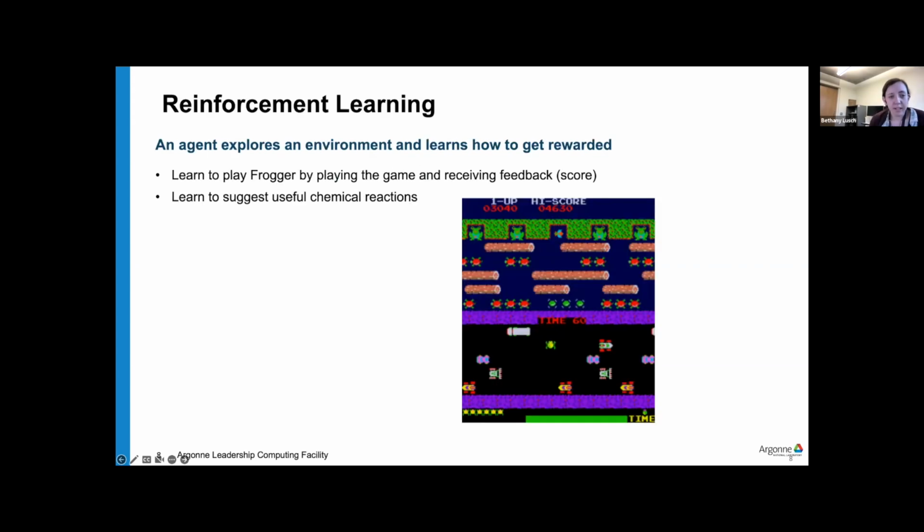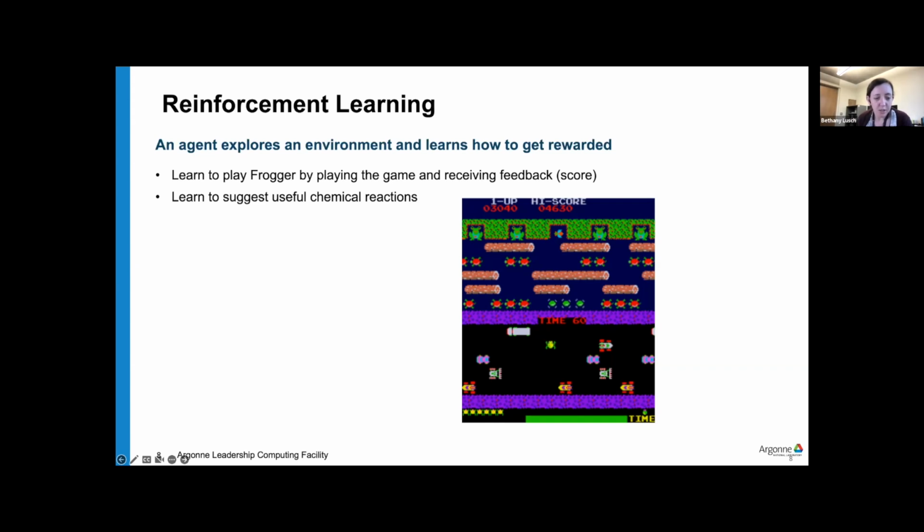And another cool area of AI is reinforcement learning. In this context, you have an agent exploring some environment and it wants to get rewarded, but it's delayed feedback. A real example is people trained AI to play Frogger or other Atari games. So you're playing the game and your delayed reward is your score in the game. A science example of using reinforcement learning could be something like suggesting useful chemical reactions.